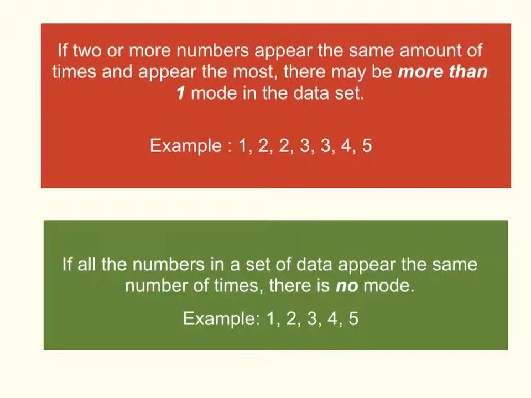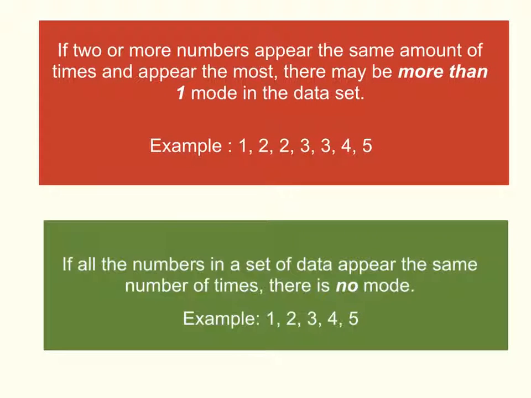So we know mode is the number that occurs most often in the set, but from our last two examples, we can see that there are some other exceptions. So if we have two or more numbers that appear the same amount of times and appear the most, there may be more than one mode in the data set. So for example, if we had the data set reading 1, 2, 2, 3, 3, 4, and 5, we can see that 2 appears twice and 3 appears twice. So our modes are 2 and 3 because they both appear the most amount of times.